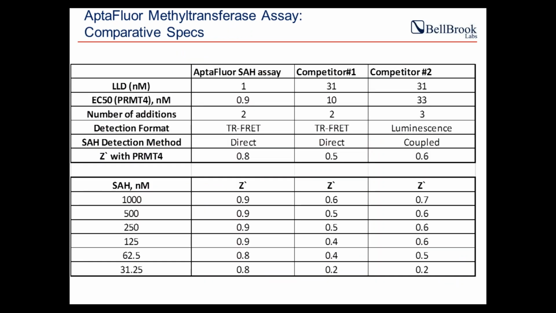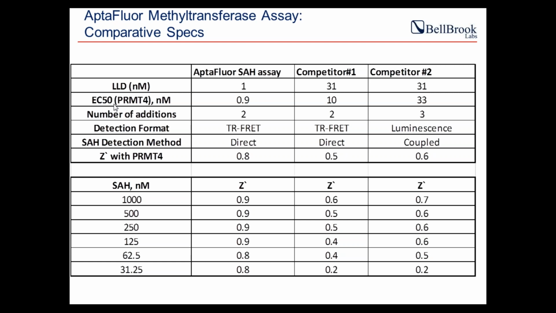Now, this is some comparative specs that we did, some kind of benchmarking that we did with the competitors available. So we did the lower limit of detection, and that was just by titrating SAH as I showed, and in the enzyme reaction, in the 10 microliter reaction, it's about 1 nanomolar for our assay compared to about 30 nanomolar for the competitors. Then we did some EC50 titration.